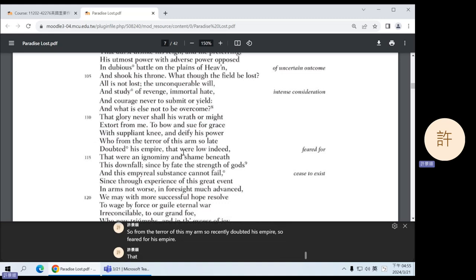That were low indeed. Low means unbecoming, unworthy, something that I should not do. Were is the subjunctive, 假设语气. So here he's saying, if I do that, that would be low. We still use the word were in the subjunctive today, right? If I were a god. I'm not a god, but if I were a god, we use the word were.